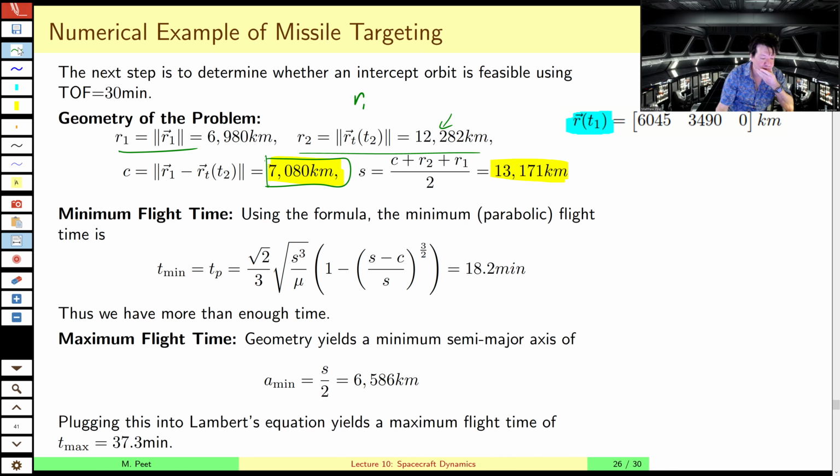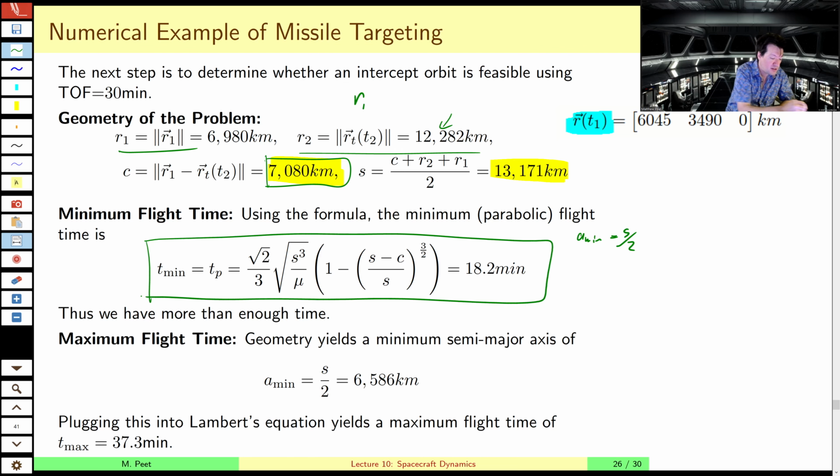Before we do that, we need to find those A min and A max, right? We can calculate A min. It's easy. Well, I'll get to that in the next slide. We also need to figure out if we have enough time to get there. Specifically, we want to calculate the time corresponding to a parabolic transfer, to figure out if we can get there on an elliptic path. So we plug these numbers into the function for the parabolic time, and we find that a parabolic transfer would correspond to 18.2 minutes.